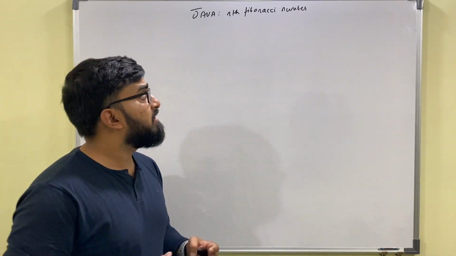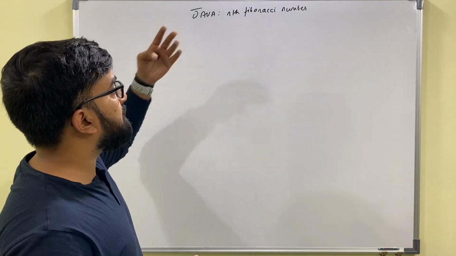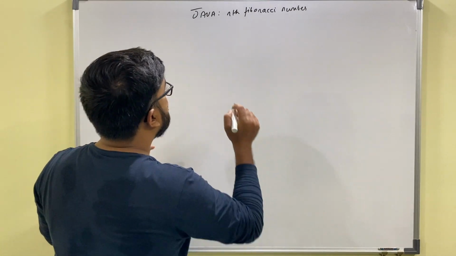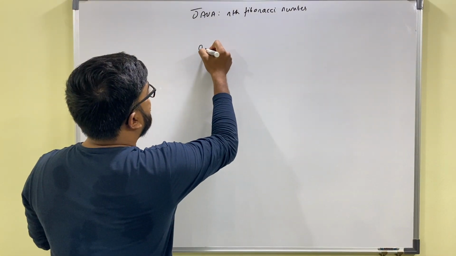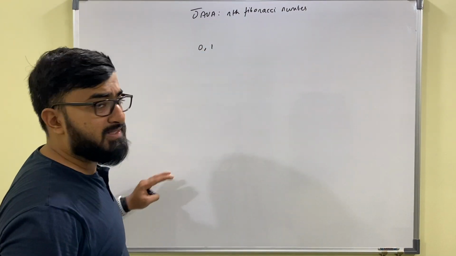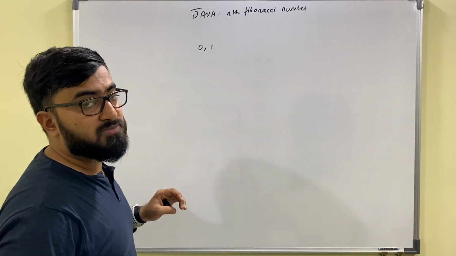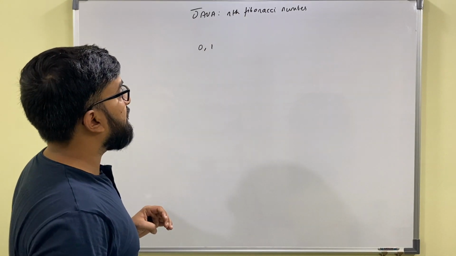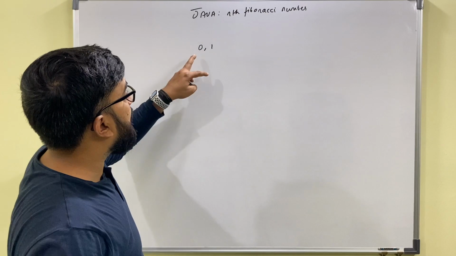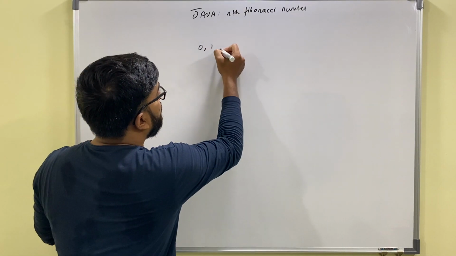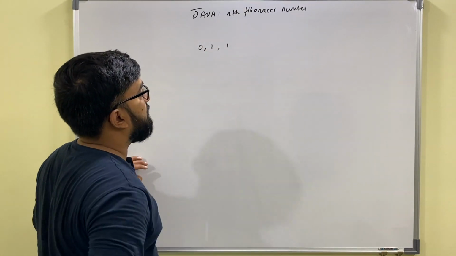So let's begin. What are Fibonacci numbers? I'm going to explain first. The first two terms of a Fibonacci sequence are 0 and 1. These are fixed. To find the next term, you add these two terms. So 0 plus 1 gives you 1.